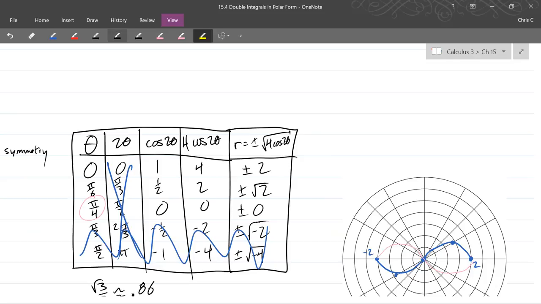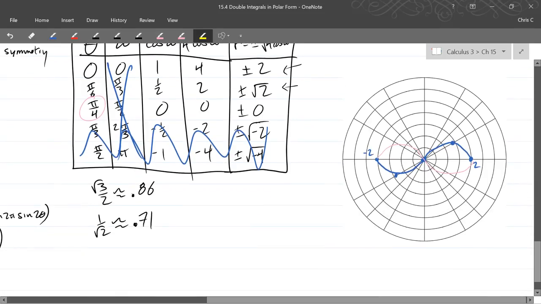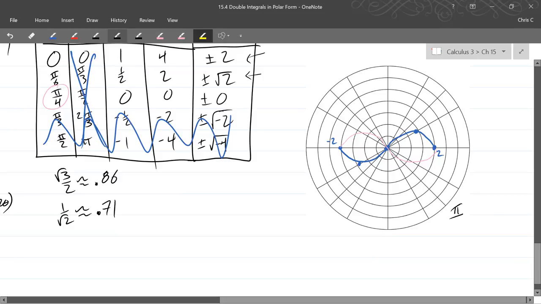What if I filled in this chart? What if I got negative? Cosine is even, so the output is going to be exactly the same as the positive version of the angle. So cosine is an even function, so this will be plus minus 2, plus minus square root 2. If I went to negative pi over 3, I would have not real. So that would be out right there. So I could go back to negative pi over 4. So we're going to go negative pi over 4 to positive pi over 4.